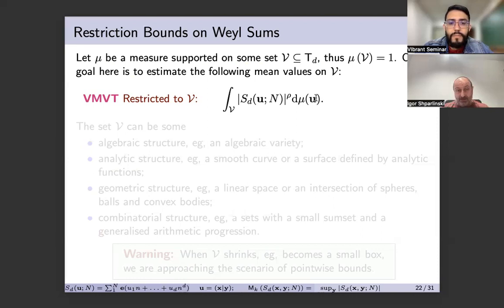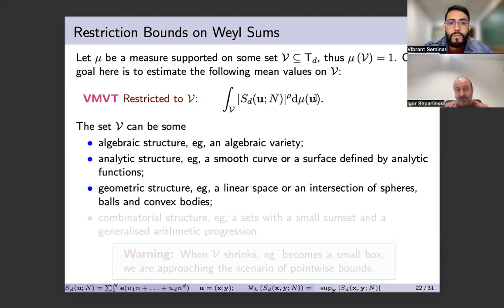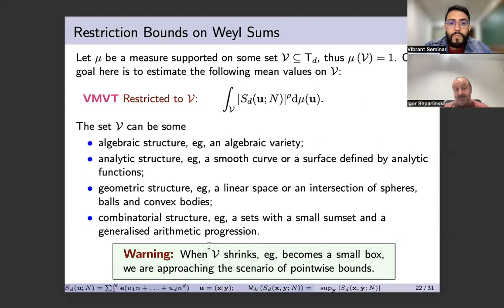For example, the set V could be some algebraic variety, or it could be just some analytic curve or surface defined by some analytic functions. It could be some geometric structure, for example, a linear space or an intersection of several balls, cubes. It could have some combinatorial structure. For example, it could be a set with a small subset. So just choose your favorite subset of the unit torus, and you can ask this question, and these questions are interesting, meaningful, and hard. And it's also kind of clear that when the set V shrinks, when you consider smaller and smaller sets in this unit torus, the problem becomes harder.